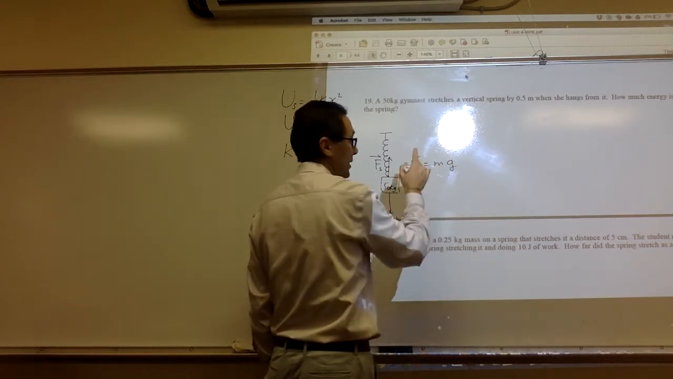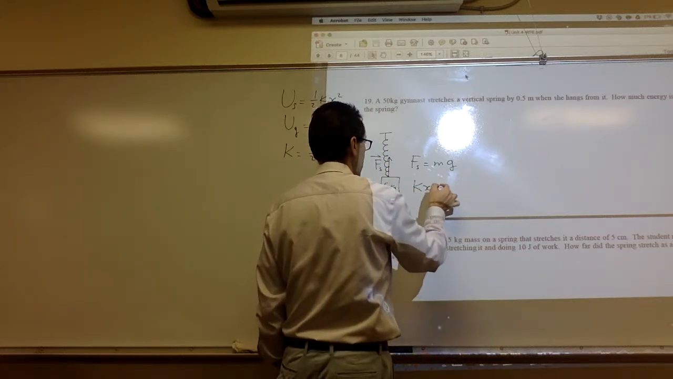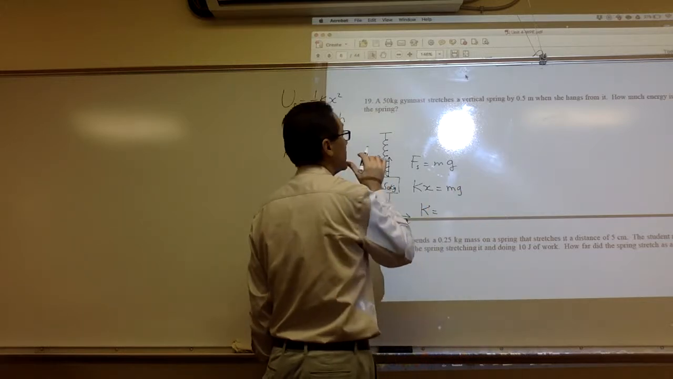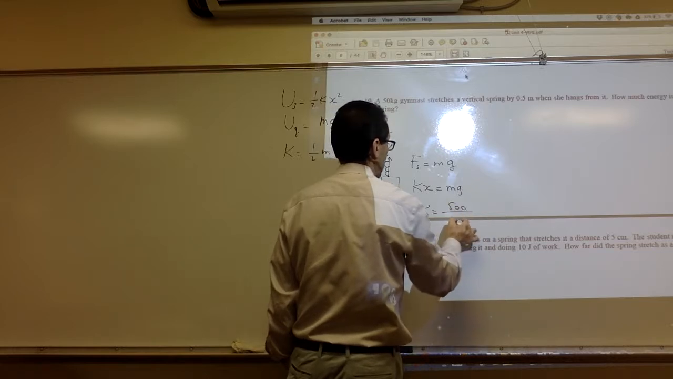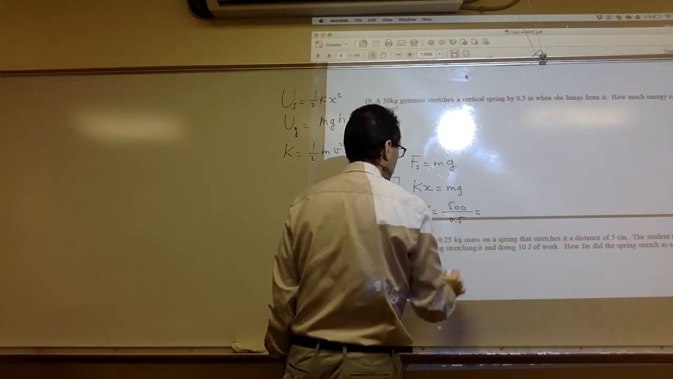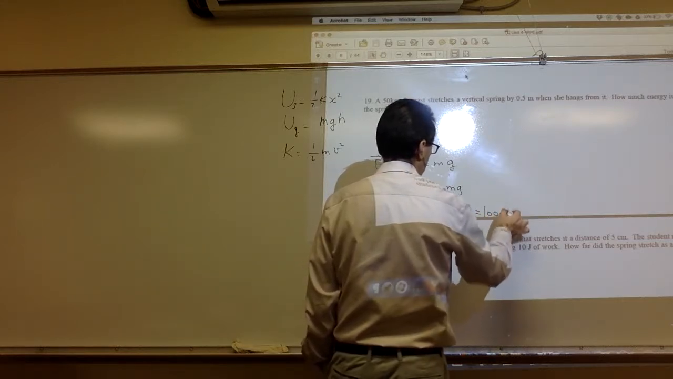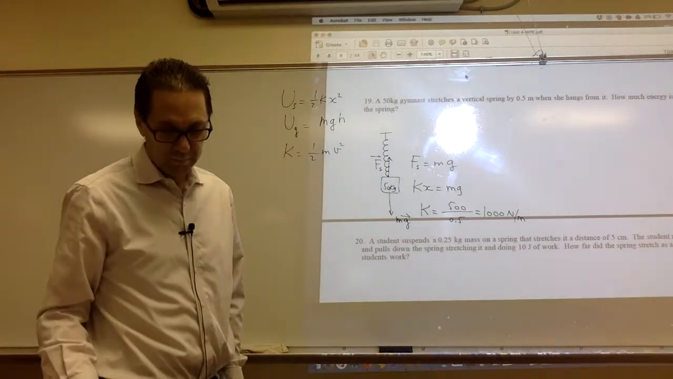So Fs, I remember I showed you that the magnitude of it is just kx. This is mg. So I think we should find k first. So the mass times g, that's 500 over 1/2 meter. Okay, so that's about 1,000 newtons per meter.